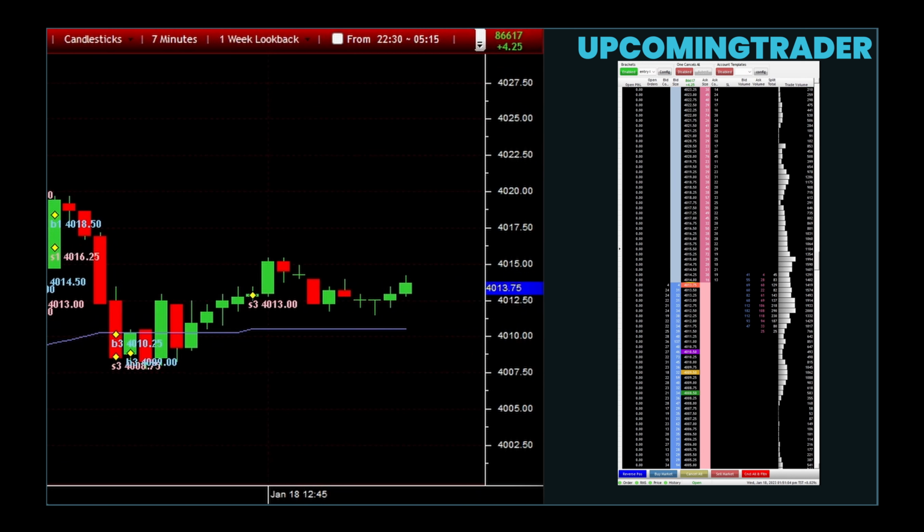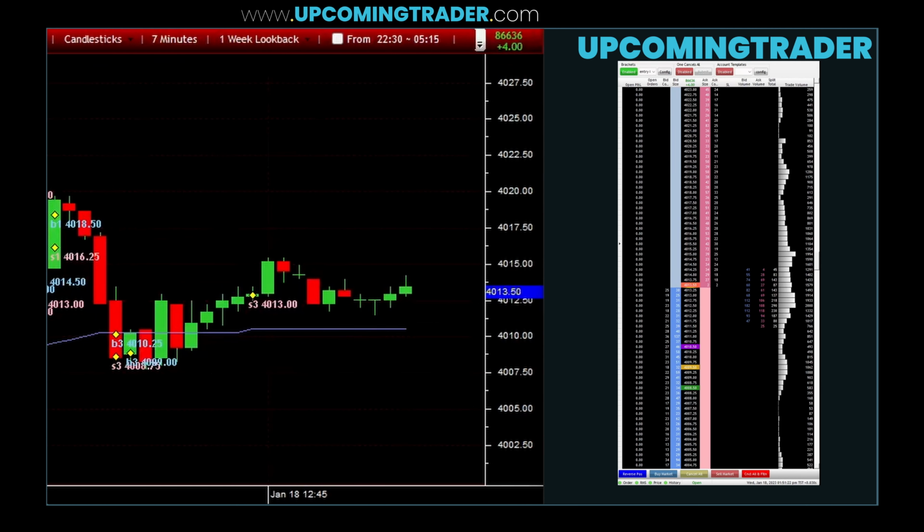If the handle forms near the value area low, it may indicate that the price is ready to break out higher towards the value area high. This setup can offer a low-risk entry with the potential for significant gains if the breakout is strong.